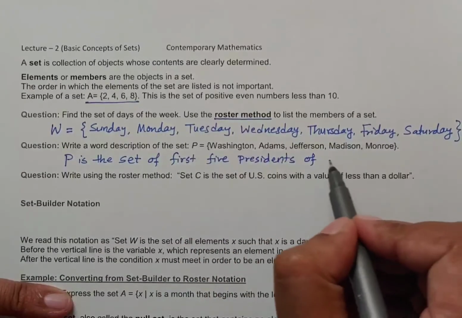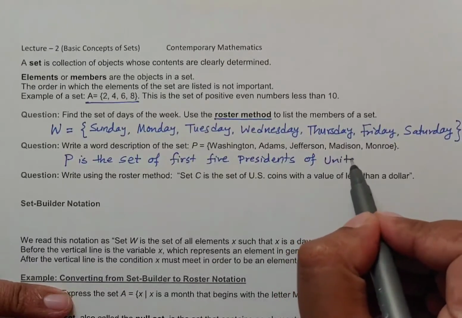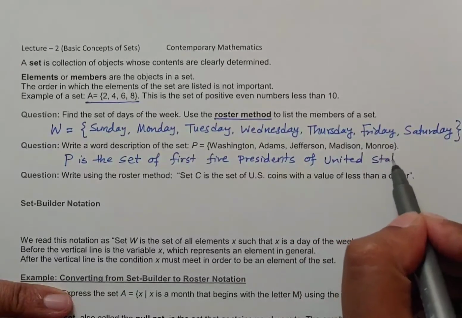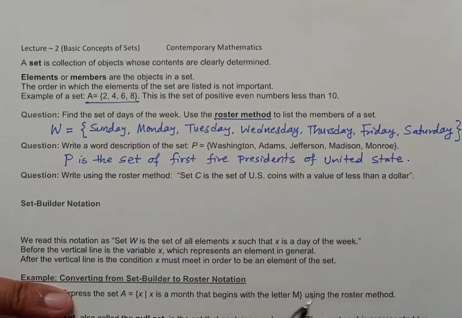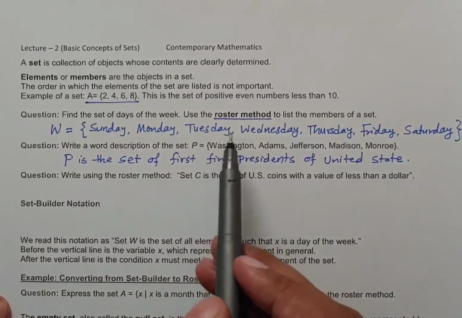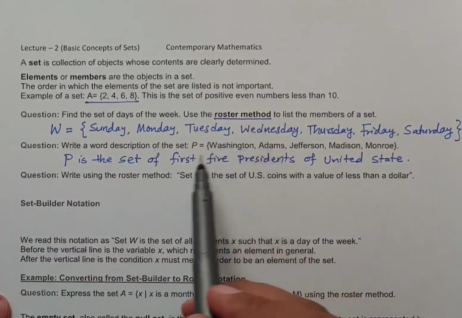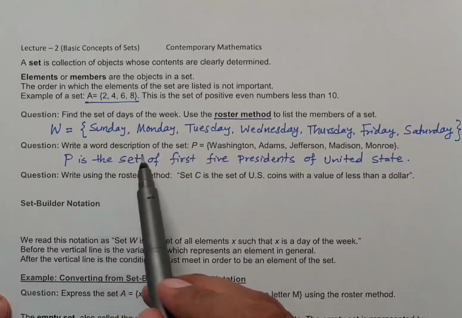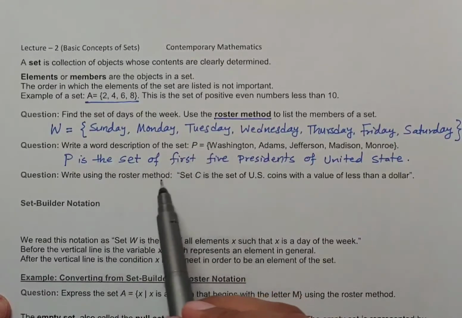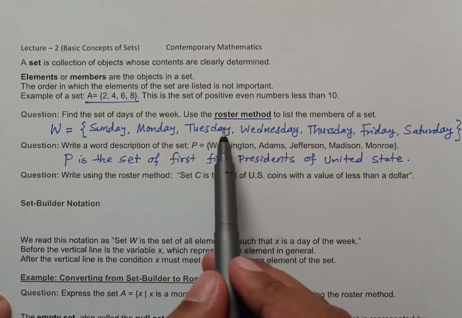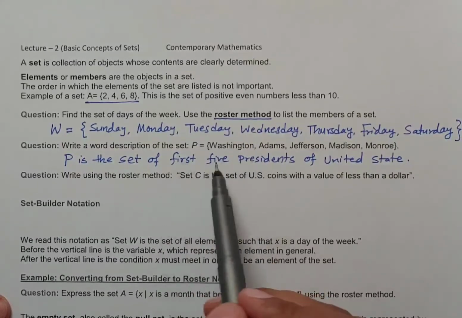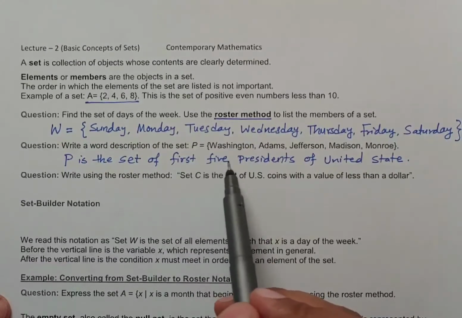of United States. So we can write a set in roster form, and we can write a set in word description. We can change from roster to word description, or from word description to roster.